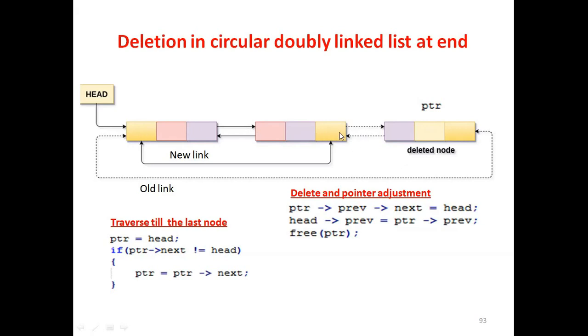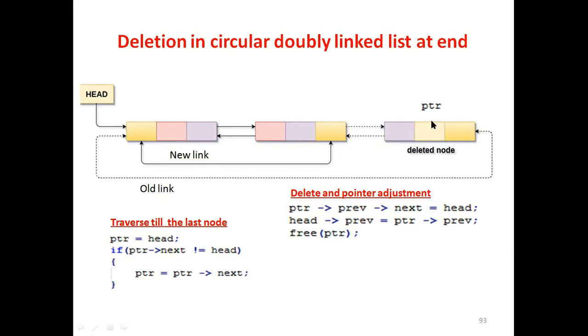Now, what should be present here? This field should contain what? Can you tell me? Sir, head. After deleting this node, yes, this should contain head. And this should contain what? Sir, the address of the second last node. Okay, now how to do that?